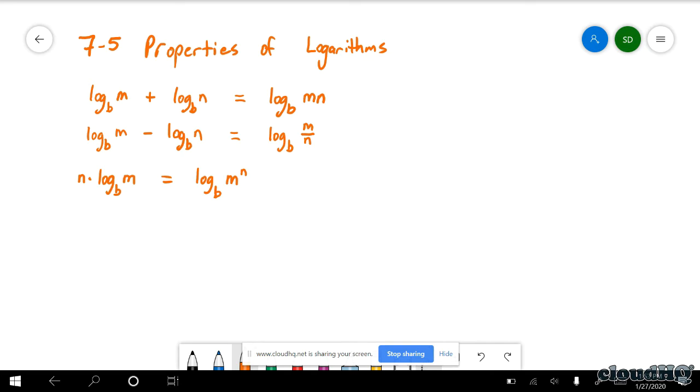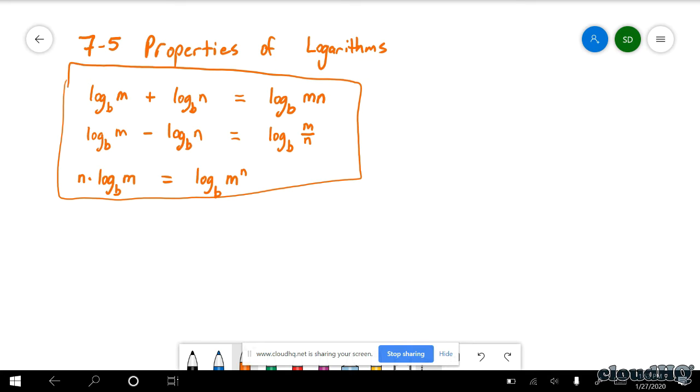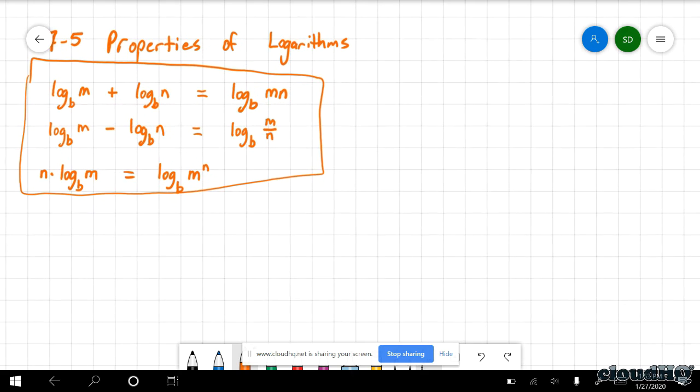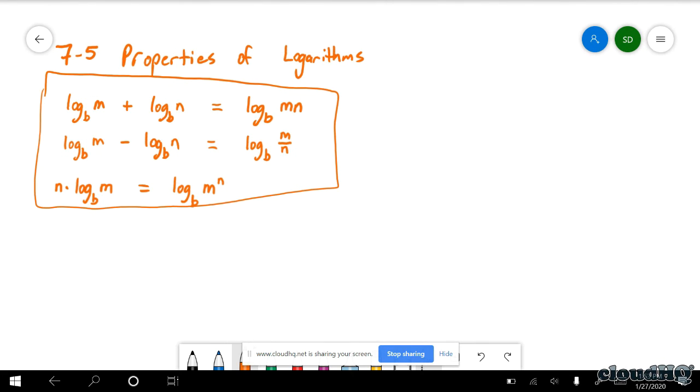What I want to do is take those properties and apply them. This is the supplemental piece that you don't see in your book, but we're going to supplement it both in our notes and then also through a worksheet on the assignment. We're just going to kind of play with those properties for a little bit. So the first thing we're going to do is some condensing. When I say condense, that means we're going to take multiple logs, combine them together into just one single log.